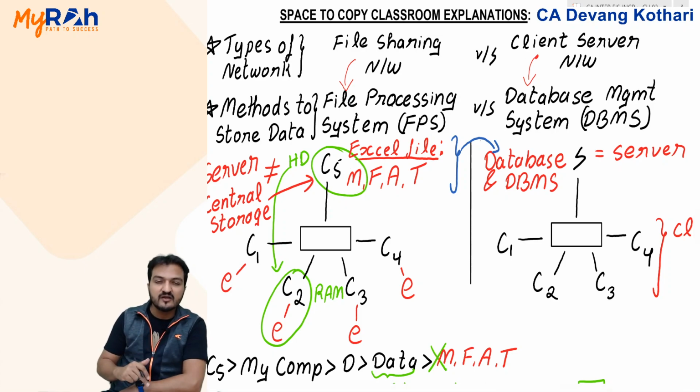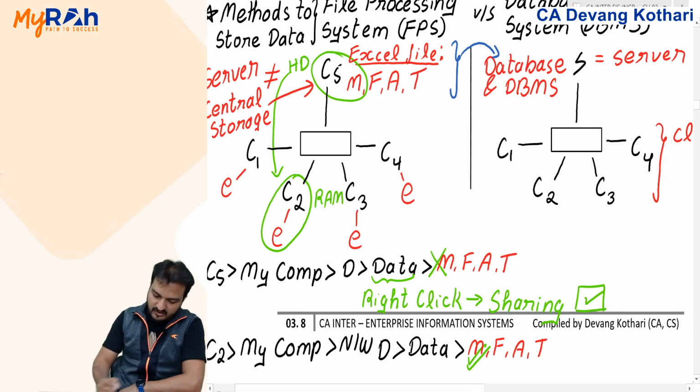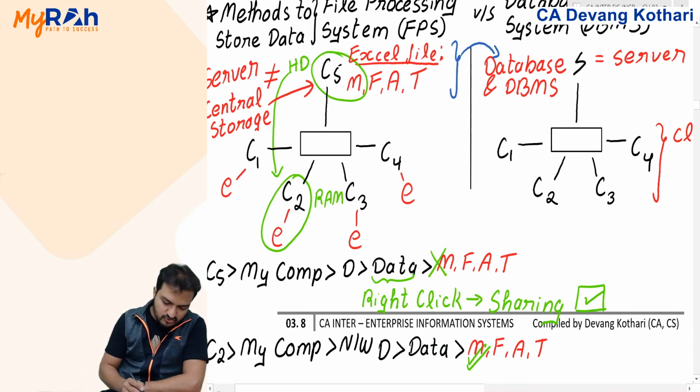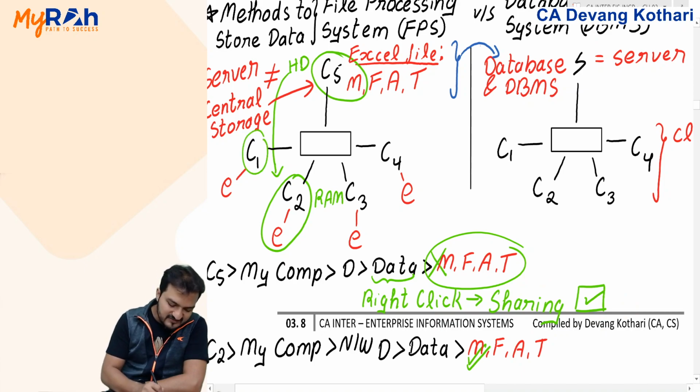Well, you need to create a file sharing network first. How did I create file sharing network? I've shown you down here. Look, I go to computer C5 here. I sit on that computer, go to my computer D drive data folder, or the folder where my files are located, and right click on that folder and enable sharing. Once that folder is shared, all these four Excel files are visible to all the four other computers.